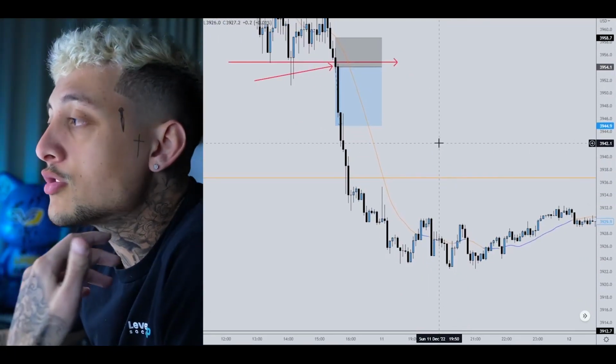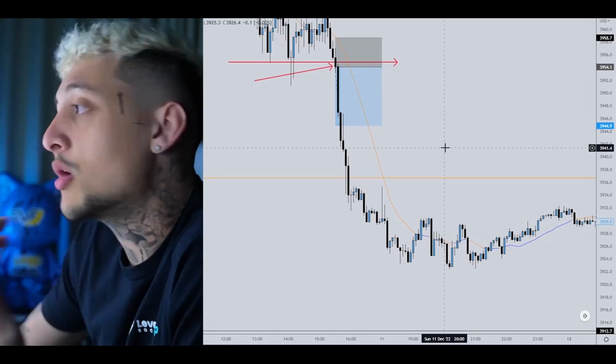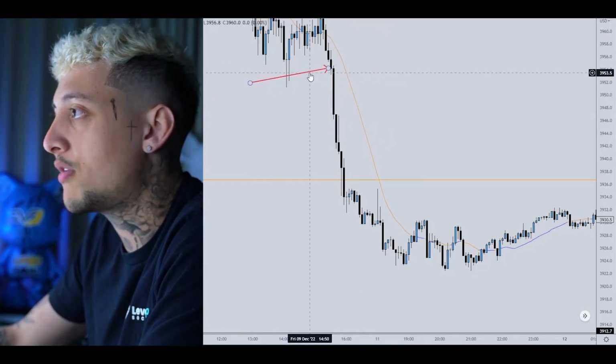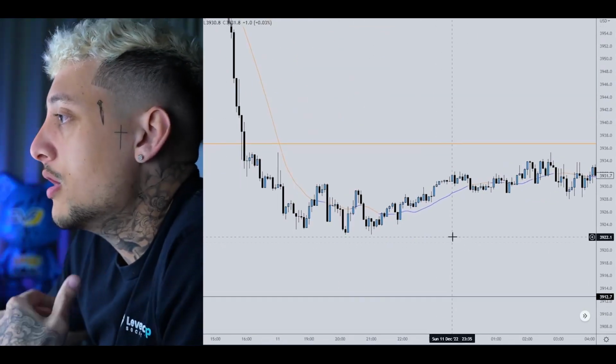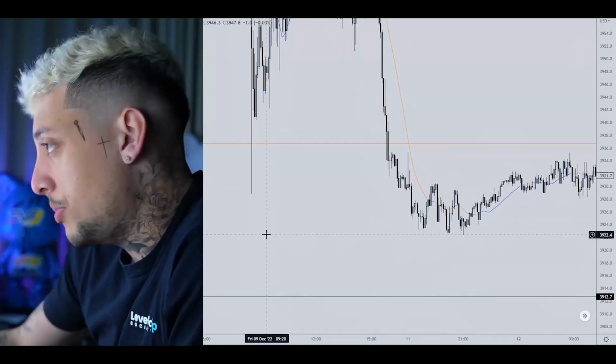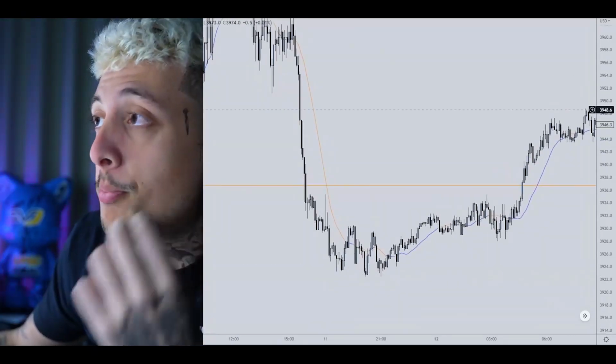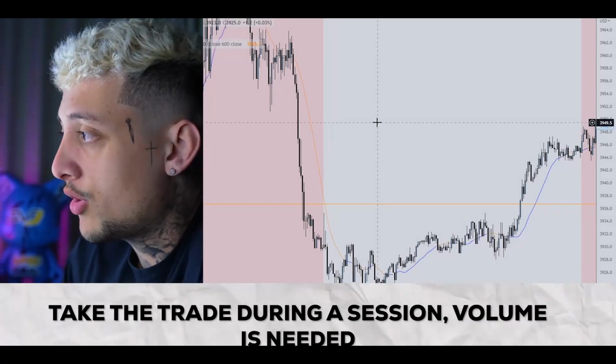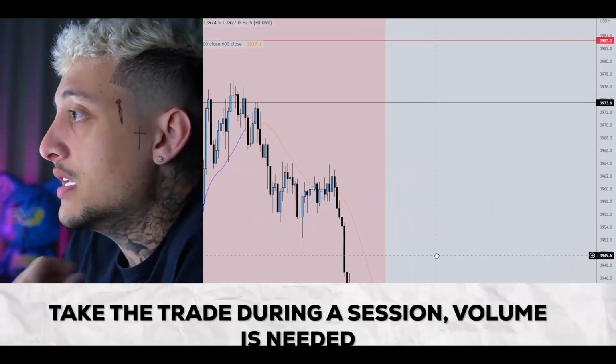You can also do this with different support trades, but ultimately you want to trade this system solely based off of market structure. More importantly, you have to actually be in session. There needs to be volume for you to be able to take these types of trades.